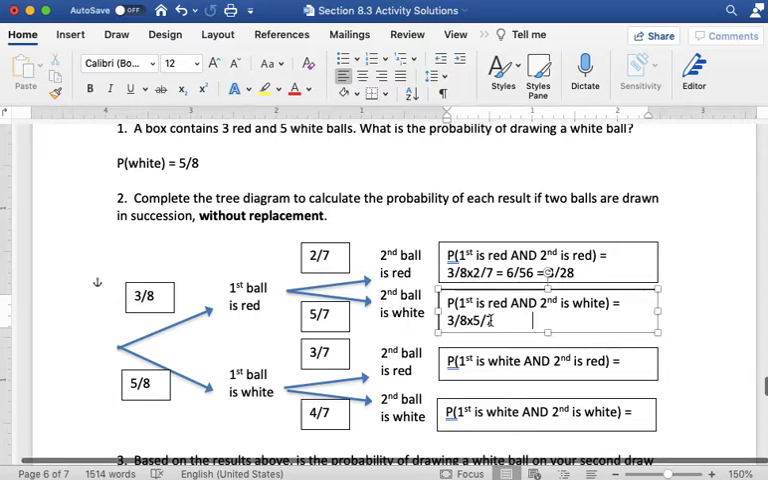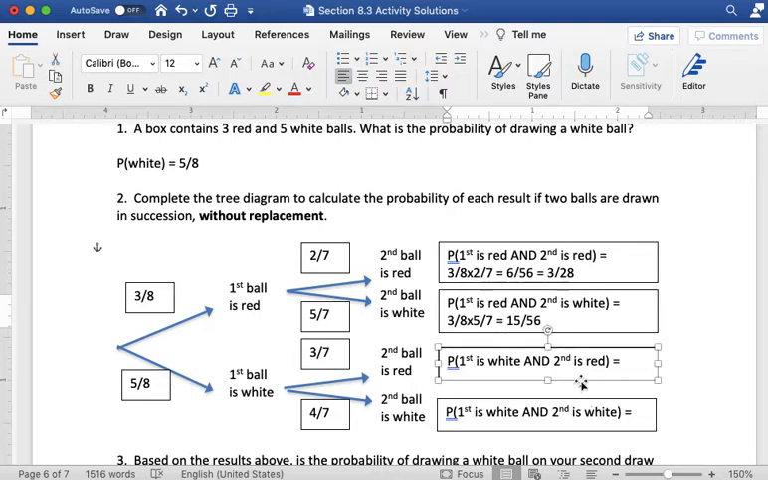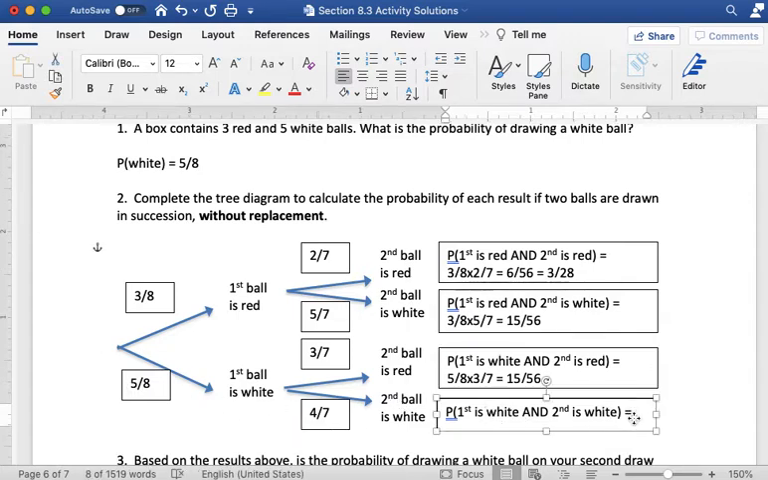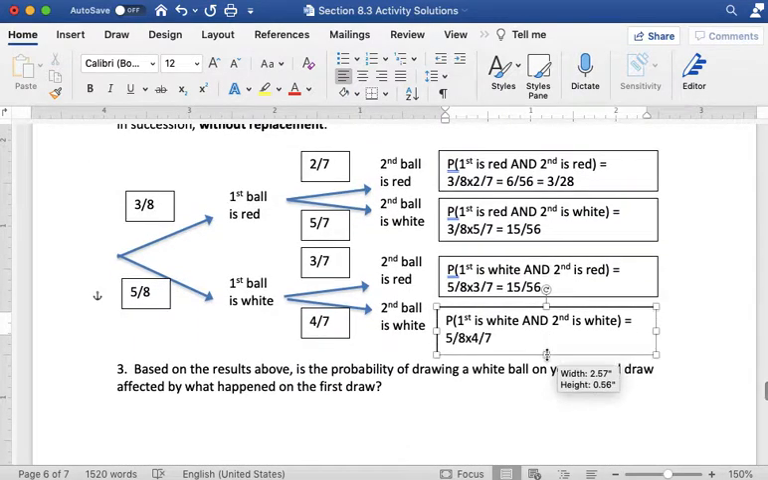Which is 15 over 56. Here we have 5/8 times 3/7, which is also 15/56. And finally, the probability that they are both white is 5/8 times 4/7. Five times 4 is 20, so that's 20 over 56.